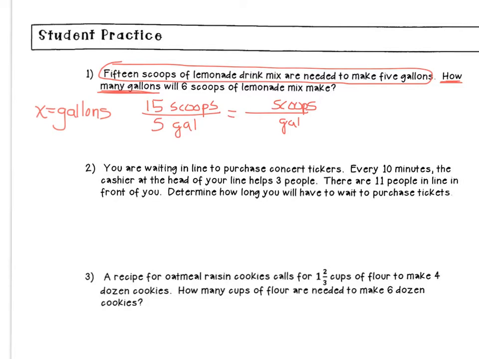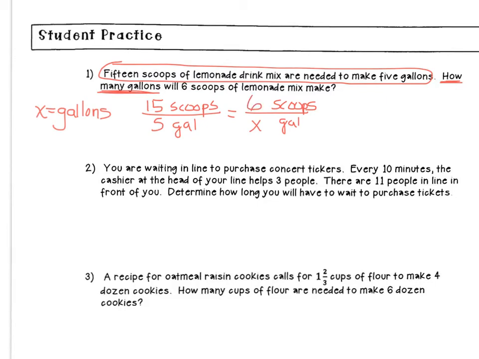Okay? Scoops in the numerator, scoops in the numerator. Gallons down underneath, gallons down underneath. Okay, let's see here. Well, X is gallons, so that has to go down here with gallons. And where am I going to get the other information for scoops? Right here. 6 scoops of lemonade.